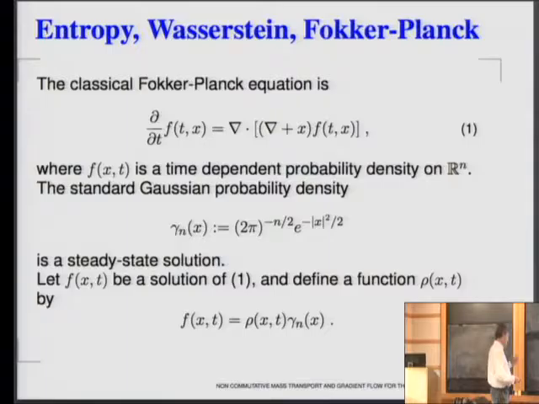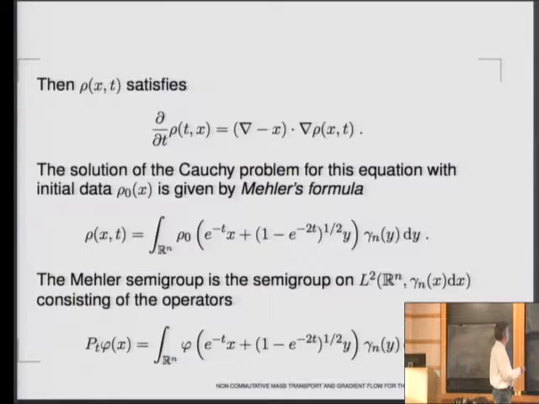to make contact with what we do with density matrices later on, it will be better to think of it as a density with respect to this Gaussian measure. So if you make this change of variables here, which is all that is, that's what the Fokker-Planck equation becomes. So we'll call this the Fokker-Planck equation.